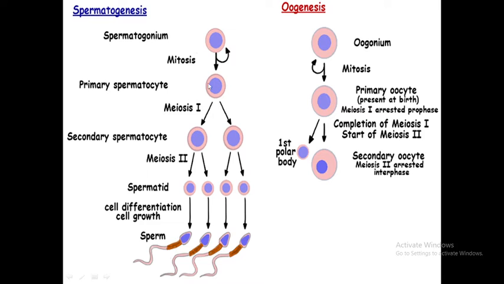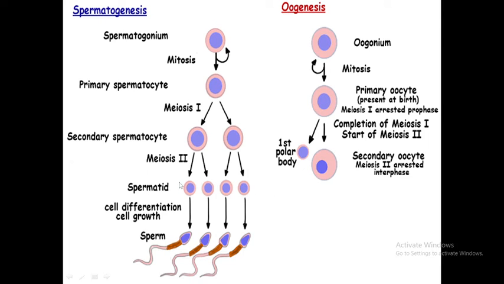So once the growth occurs, this sperm mother cell will be converted into the primary spermatocyte. Then this primary spermatocyte will undergo the meiotic first division, and it will be converted into two cells, and those cells are called secondary spermatocytes. And this secondary spermatocyte is now able to complete the meiotic division, and they will form four haploid sets that are called spermatids.